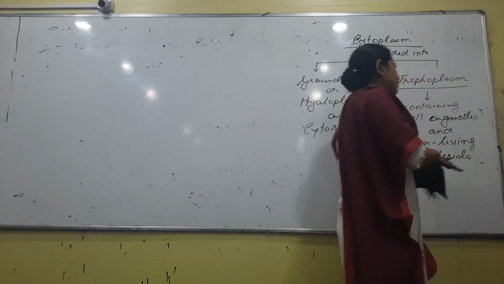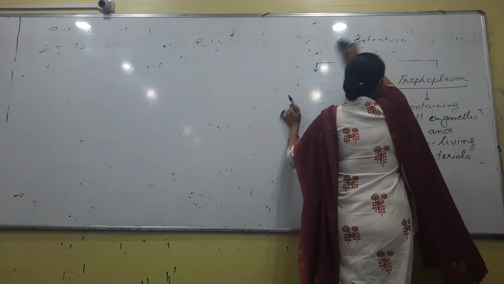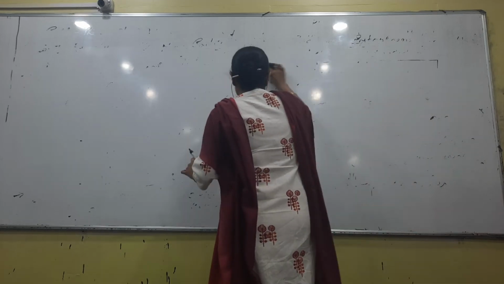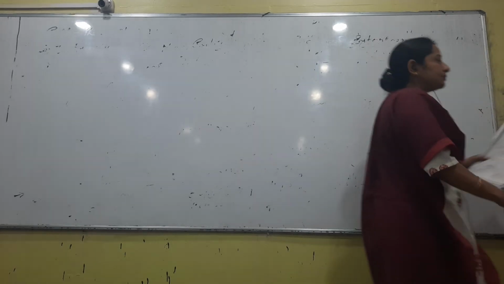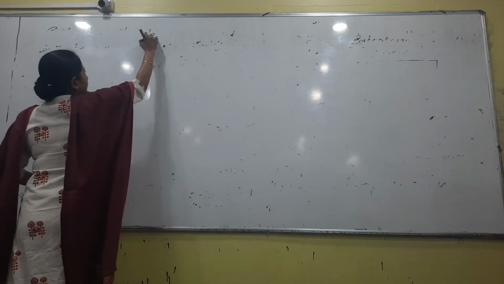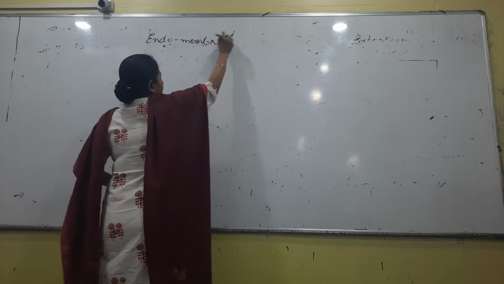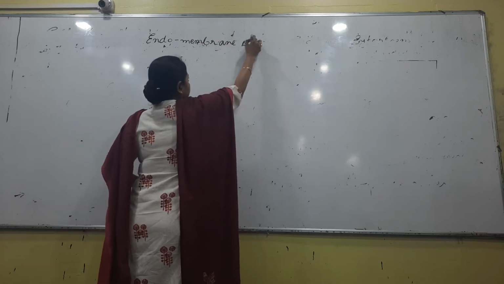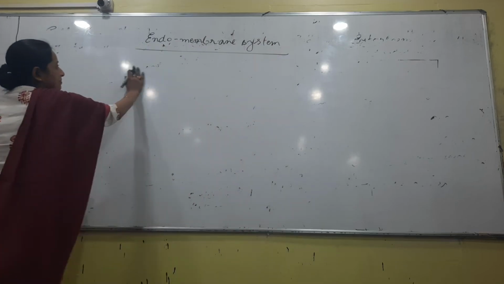So all these organelles will work in a coordinated manner, and so they fall under the system called the endomembrane system. So write the heading endomembrane system. Then first let us write a line.